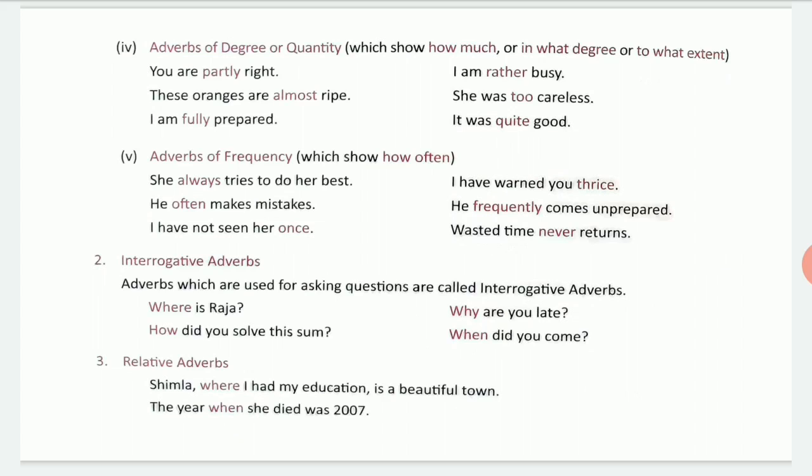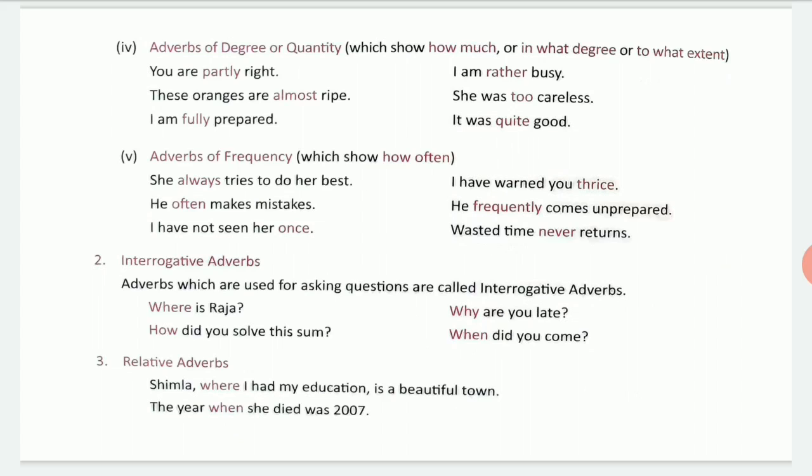So, the adverb of degree or quantity answers the question how far or how much, or in what degree or to what extent. It indicates the degree, quantity, or extent of an action, quality, or manner. Some of the common adverbs of this type are nearly, quite, too, very, almost, rather, partly, much, wholly.